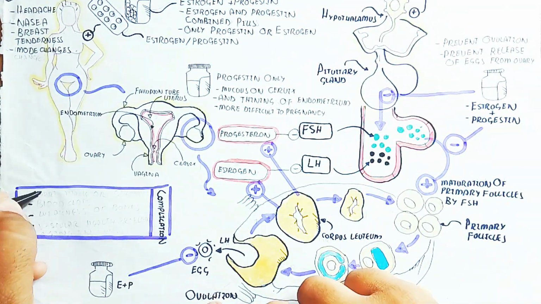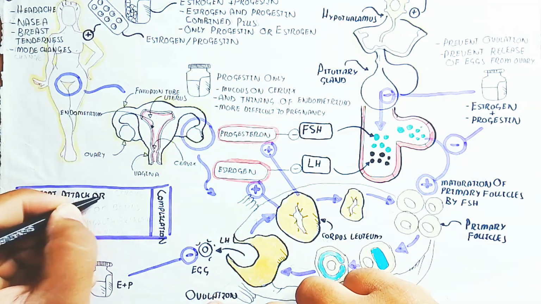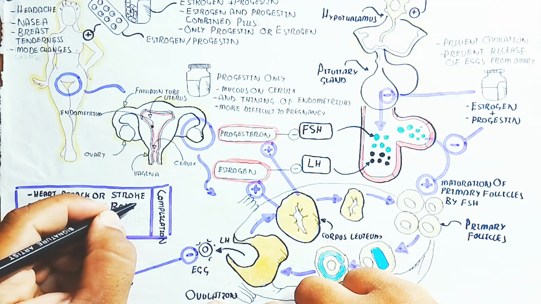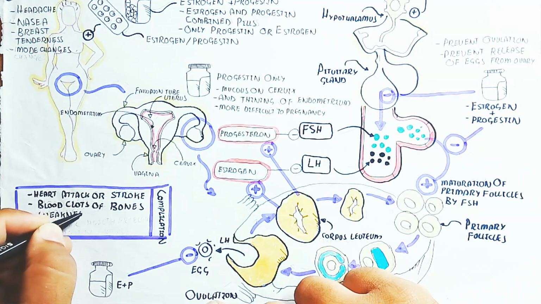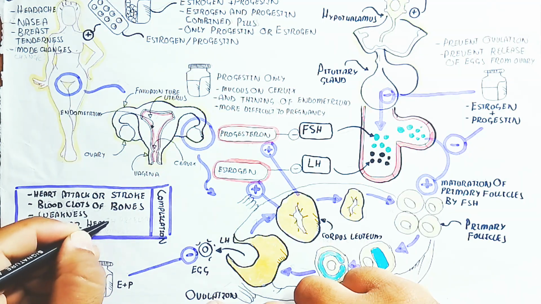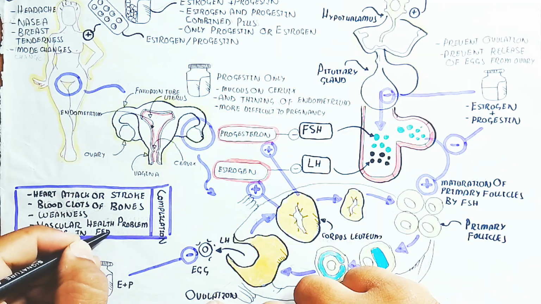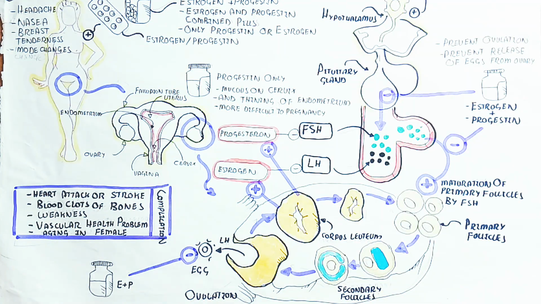The complications can be heart attack or stroke, blood clots, bone weakness, vascular health problems, and aging in females is also possible. I hope you understood about the oral contraceptive, the pregnancy prevention pills.